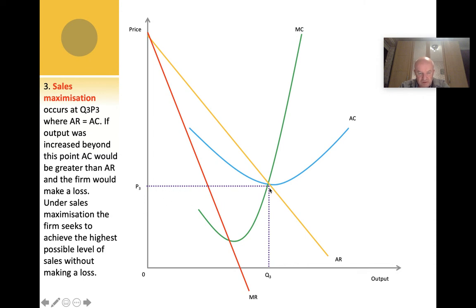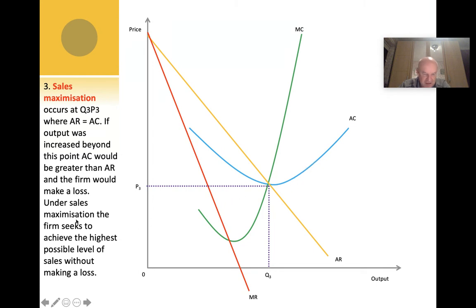And you can see at this point, we've got average revenue and average cost at the same point, at the point at which that intersects. Okay, so if we try to do anything over and above that, or anything different from that, we're going to start to put ourselves in a difficult position. So if we increase the output beyond that point, the average cost would be greater than the average revenue, and the firm would start to make a loss.